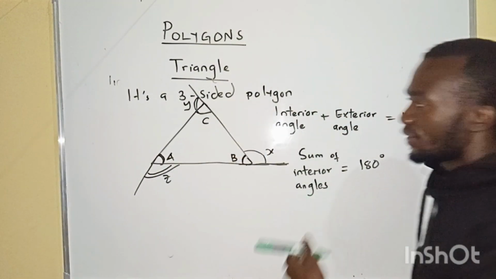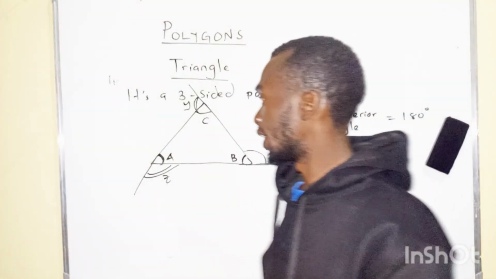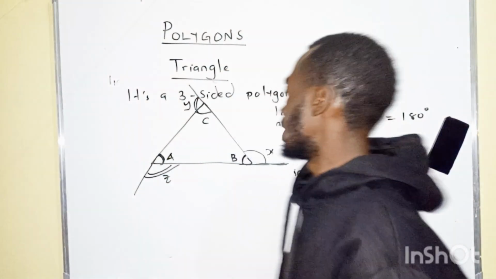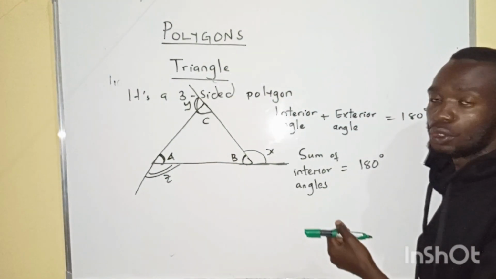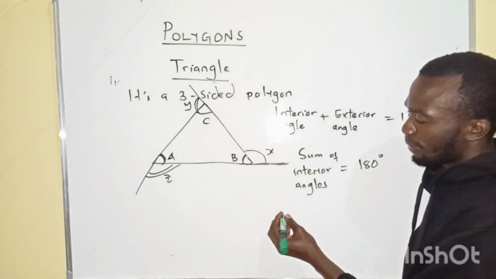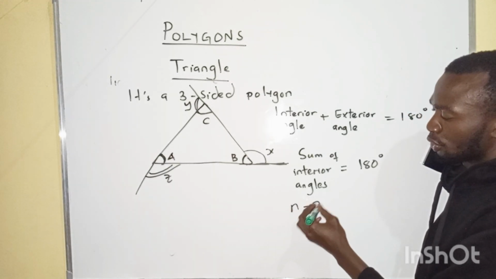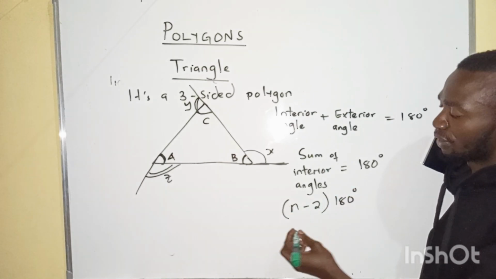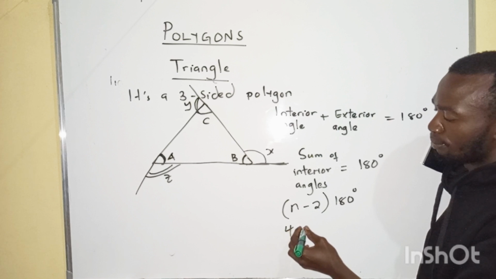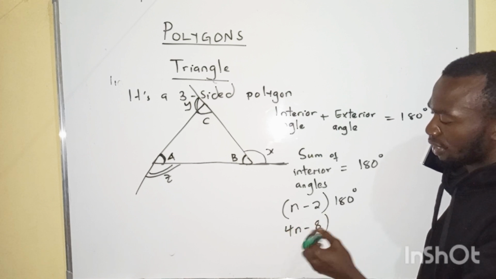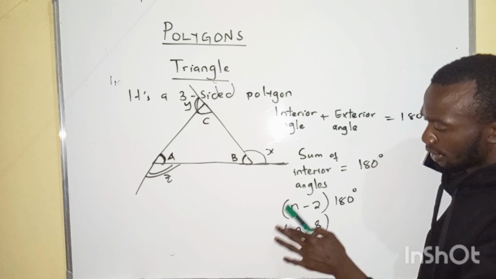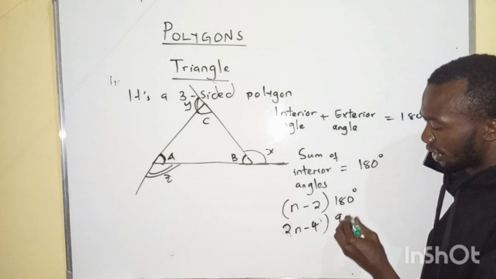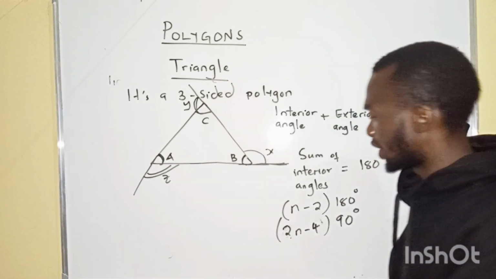Suppose it is a figure which is more than a three-sided figure. It can be six-sided, 11-sided, and so on. Now, the sum of interior angles of any given polygon is given by the formula (n minus 2) times 180 degrees. Some of us use the formula (4n minus 8) times 45, or (2n minus 4) times 90 degrees. So they all mean the same thing.